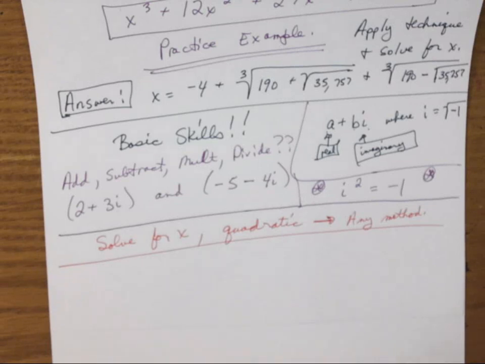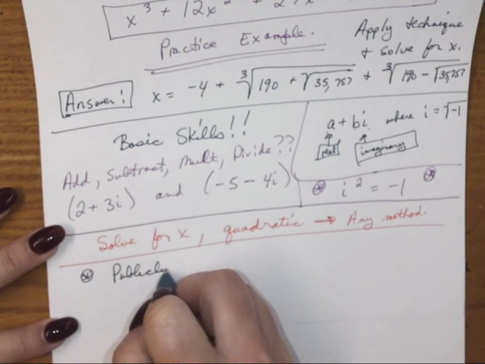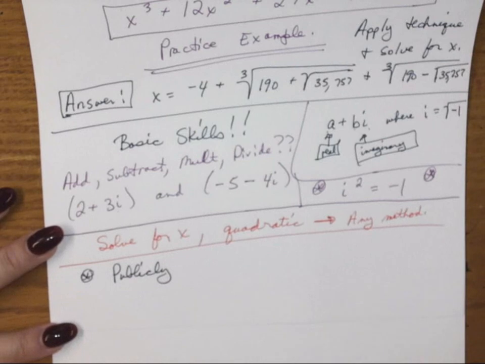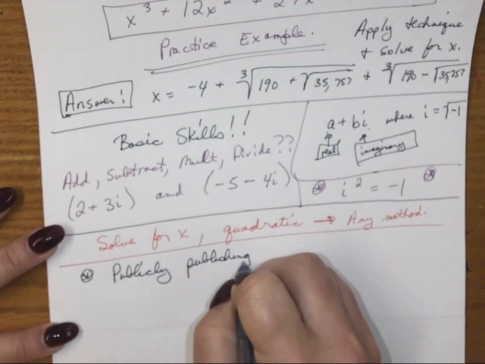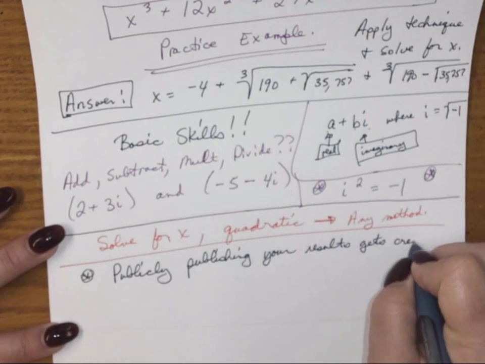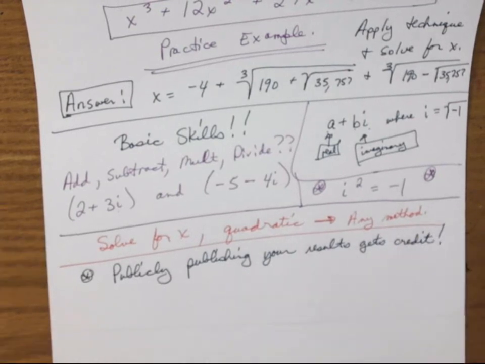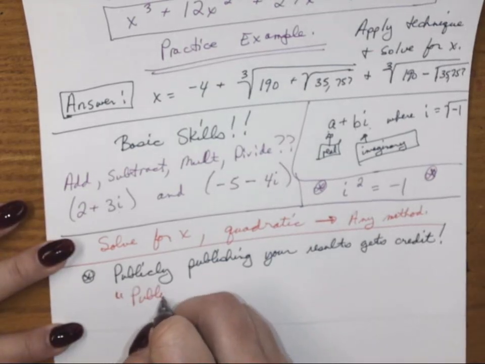Okay, let's wrap up this Cardano thing. What we know is that with Cardano, the big controversy is over who owns the solution sets for cubics. And what we're seeing is that publicly publishing your results gets you credit, even if you weren't the first one to do it. And so in today's modern academia at the university level, you may have heard something before that's called publish or perish.